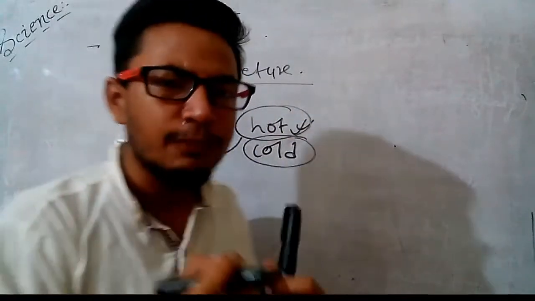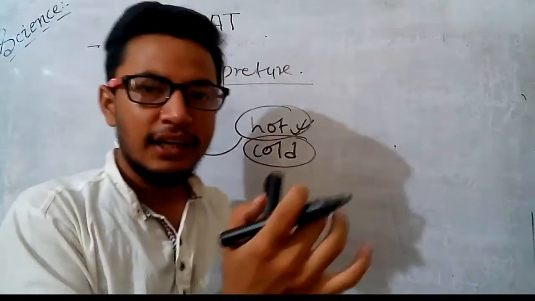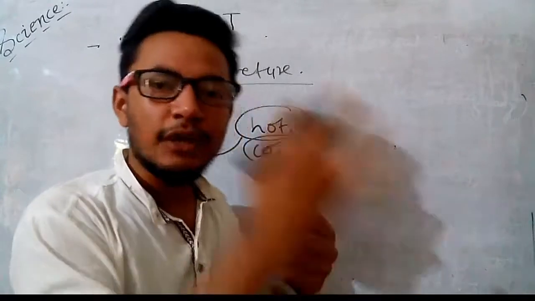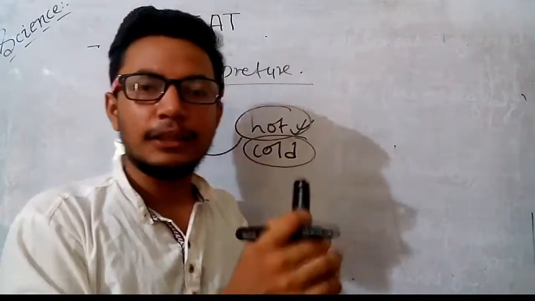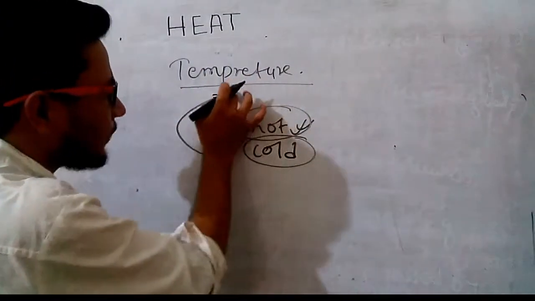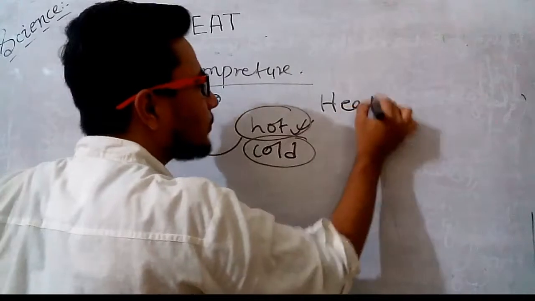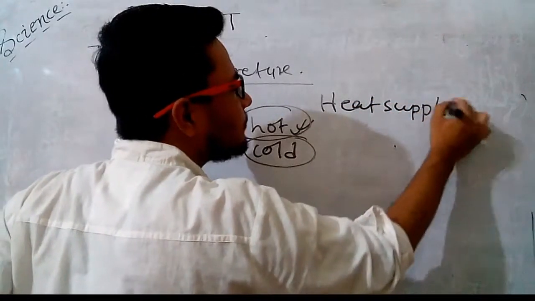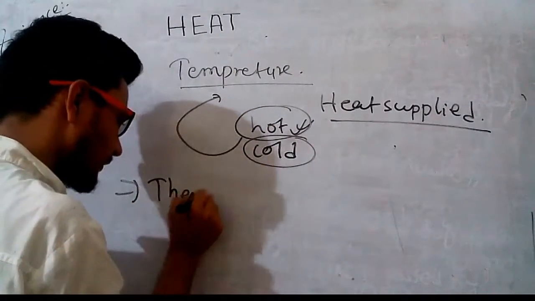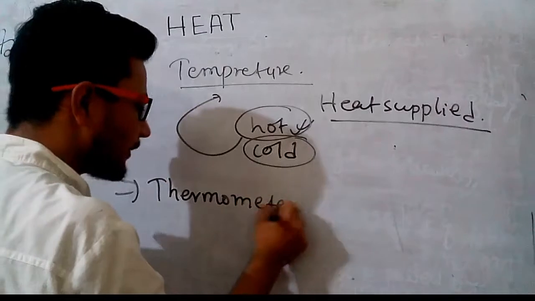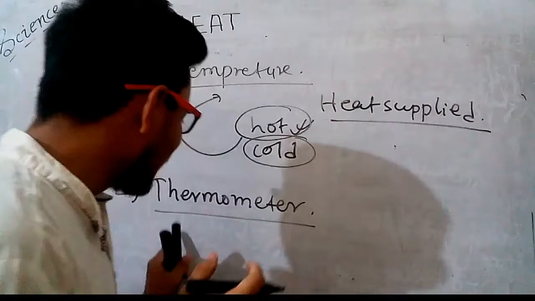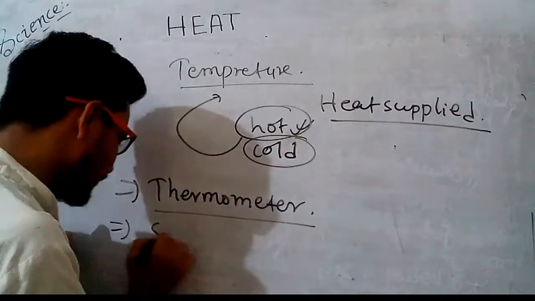And you know the temperature of a body depends on the heat supplied. If more heat is supplied to a body, then the temperature of that body will be higher, and if less heat is supplied, then the temperature will be lower. And temperature is measured by a device called a thermometer.